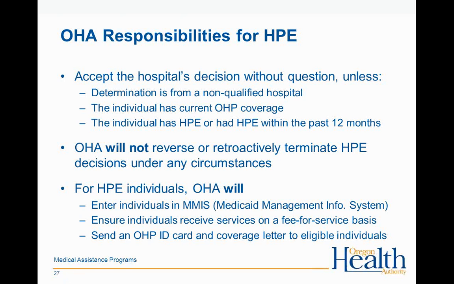So OHA, that's the Oregon Health Authority, responsibilities for HPE, or hospital presumptive eligibility. We do accept the hospital's decision without question. The only reason we would not accept the hospital's decision without question is if the determination is from a non-qualified hospital. We do have to make sure that those determinations are coming from qualified hospitals in Oregon. If the individual already has current OHP coverage, then there's no need for the hospital presumptive eligibility notice.